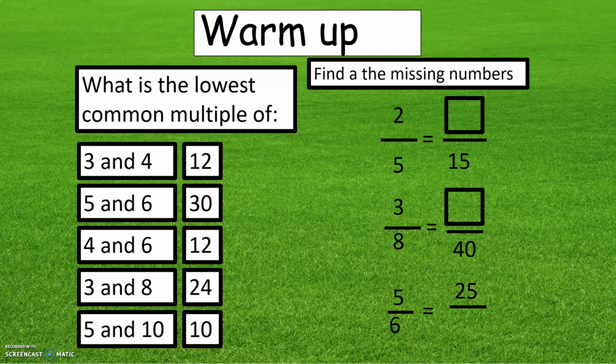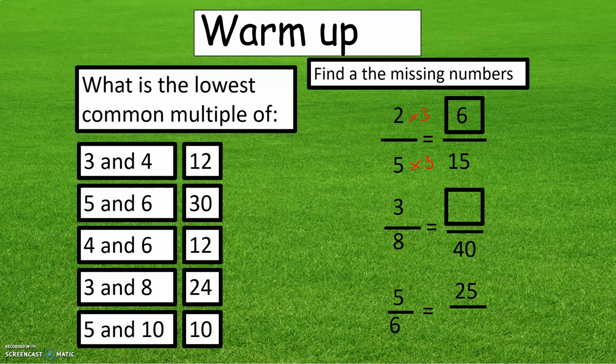All right, what does that mean? Number one, 2/5 equals blank 15ths. I know that 5 times 3 is 15, so I have to multiply 2 times 3, and I get 6. Therefore, 2/5 is equal to 6/15.